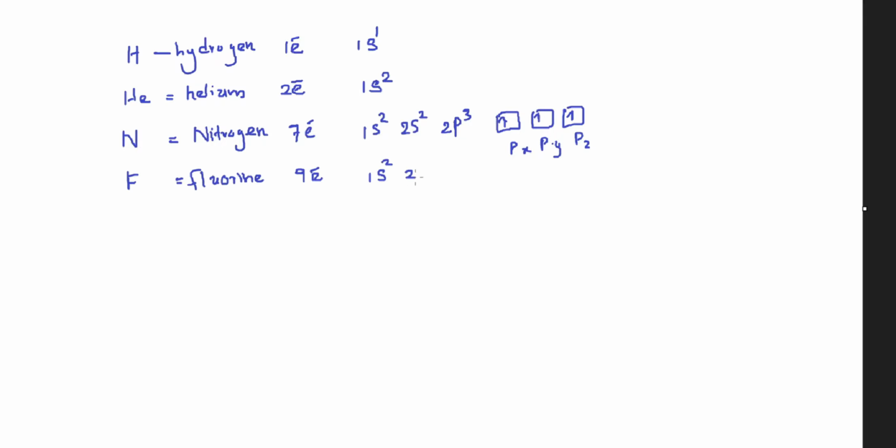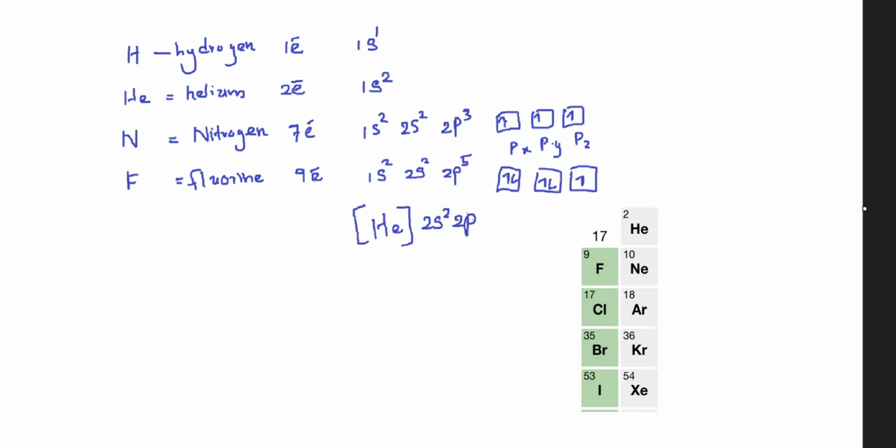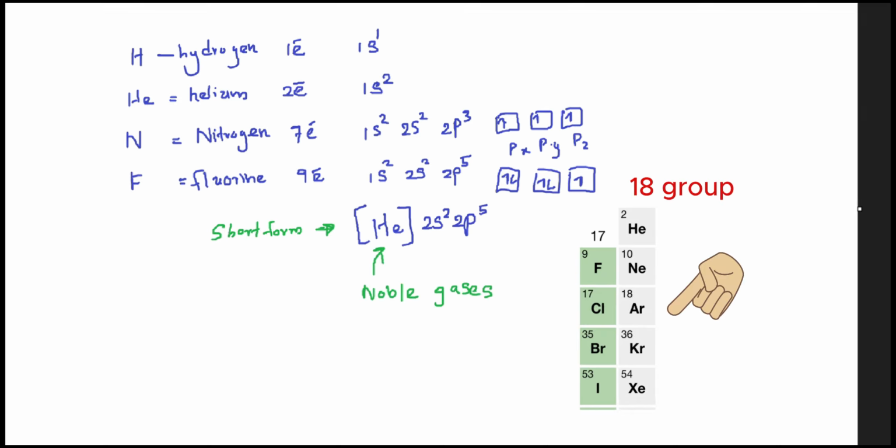Fluorine has 9 electrons: 1s2, 2s2, 2p5. You can also write configurations using noble gas notation. For example, helium covers the first shell, and the rest of the electrons can be written beyond that. Then, we can complete the outermost shell. Generally, we use group 18 atoms, like argon, to simplify notation.